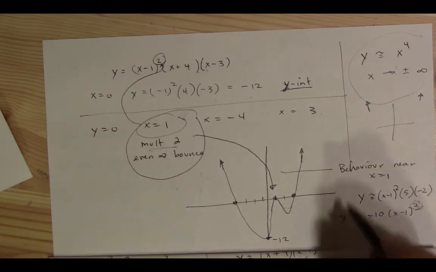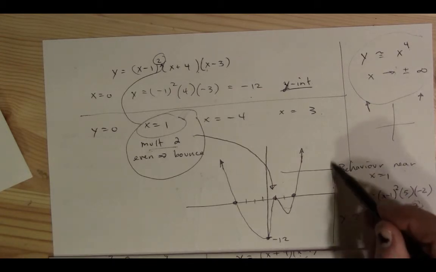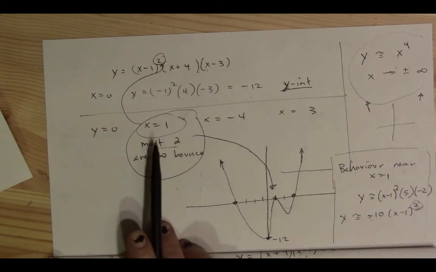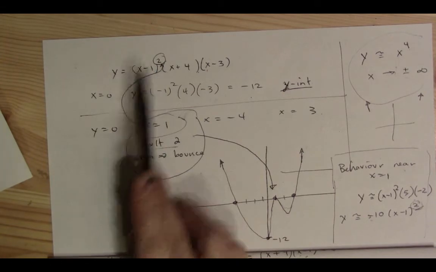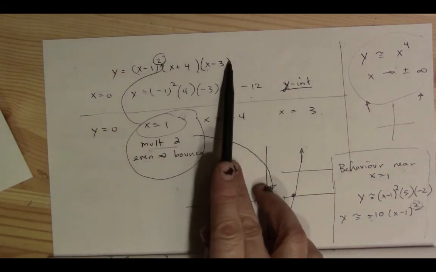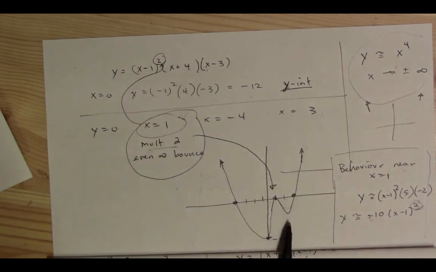So without going into this analysis here, we're just generalizing that anytime a factor has an exponent on it, we have to be careful. If it's even, then we get a bounce. Okay, if there's no exponent, it's like an exponent of 1, and we behave like a line. We just pass straight through. So even exponents bounce, odd exponents pass through.